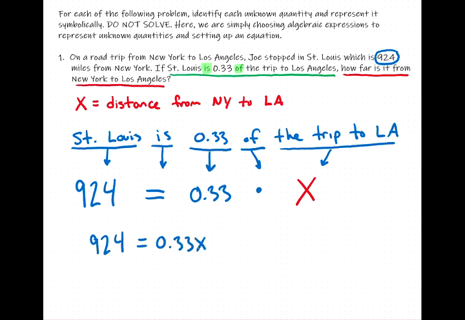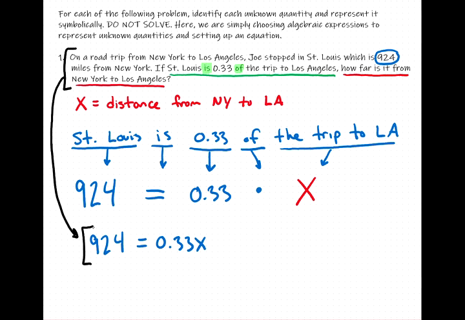0.33x. Okay, so what we've done is we've taken a word problem written in English and we've translated it to another language, the language of mathematics. And this is called mathematical modeling. A model is an equation. So you're using an equation as a model for some real world situation.